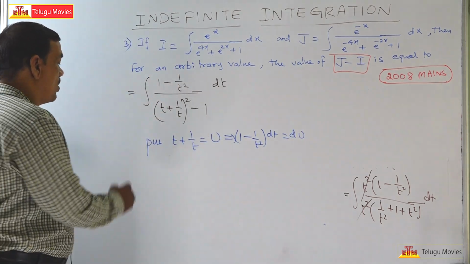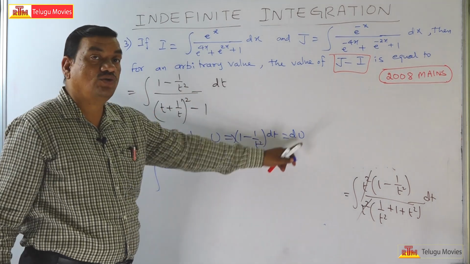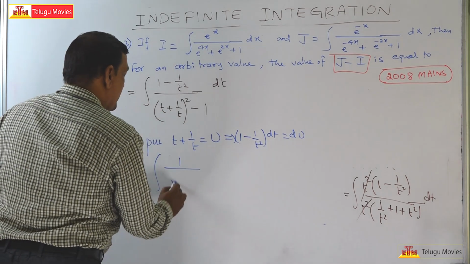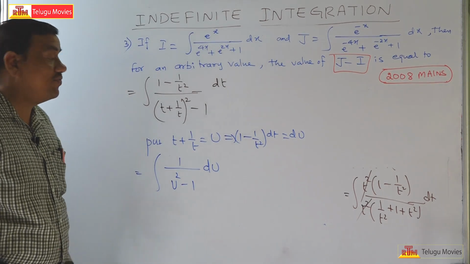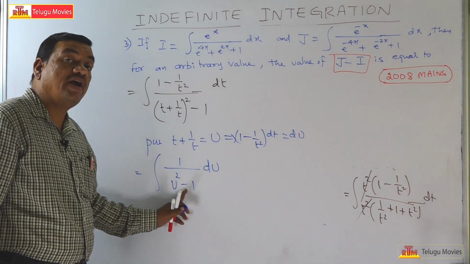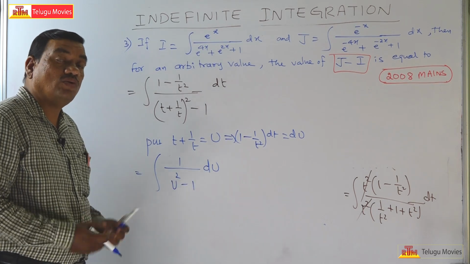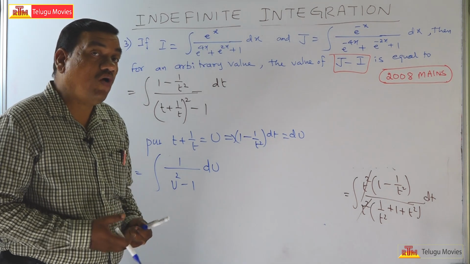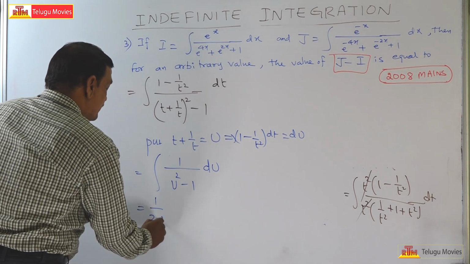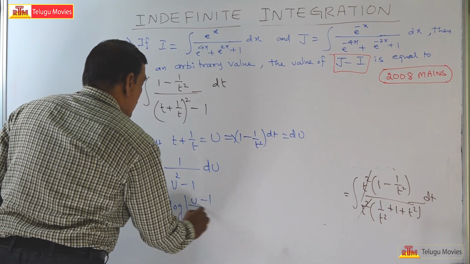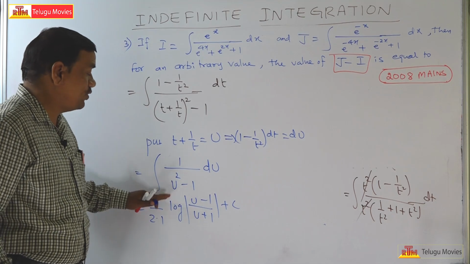Understand this? Now, your problem will become integral of 1 by u square minus 1 du. Understand? So, again we got a standard formula, integral of 1 by x square minus a square dx. Now, the answer is 1 by 2a into log of x minus a by x plus a, that is equal to 1 by 2a, a means 1, log of u minus 1 by u plus 1 plus c. So, here your problem is completed.